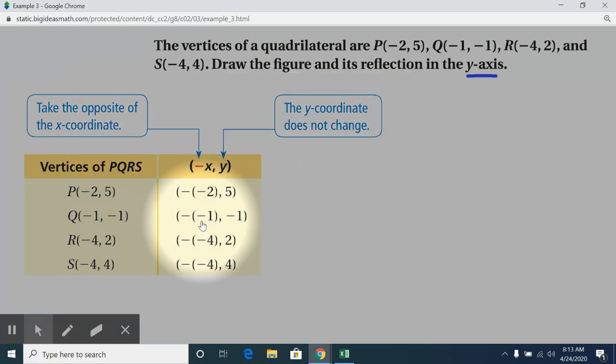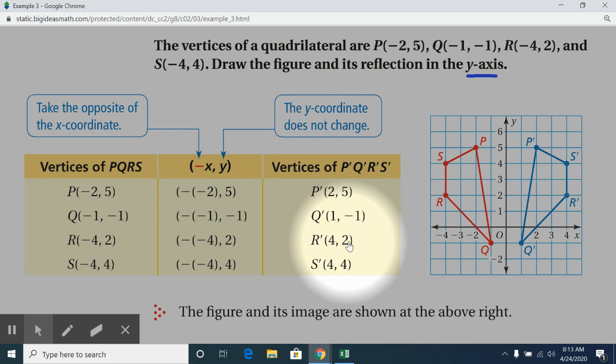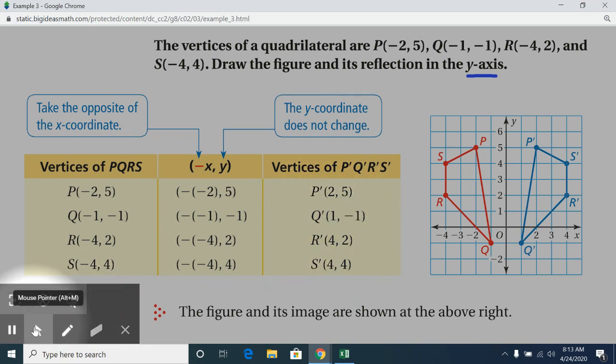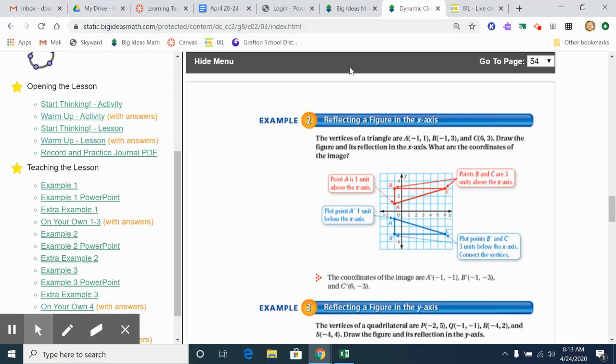So if we look at these ordered pairs in comparison to these, the only difference is the x values are the opposites as they were up here. And then we can draw our image after we find our new coordinates. If we can use that very simple rule, guys, this should be pretty simple today.